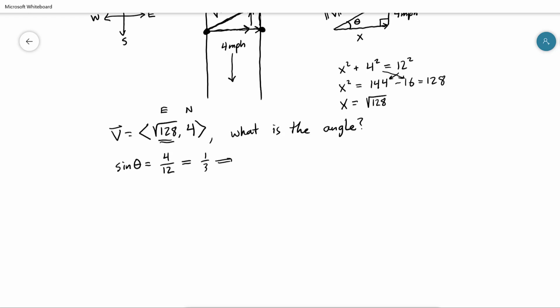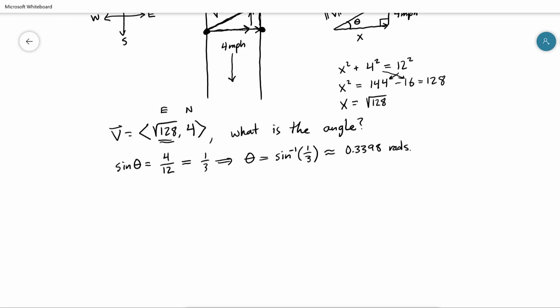And so that tells me that theta is going to just be, I'll apply the inverse sine to both sides. It's the angle whose sine is a third. So there is what that number looks like. We could plug that into the calculator, and we would get in radians, this is about 0.3398 radians, but that's not terribly useful.